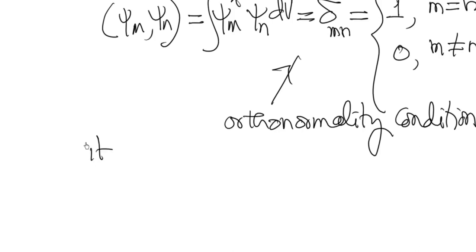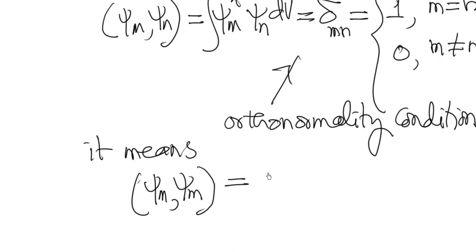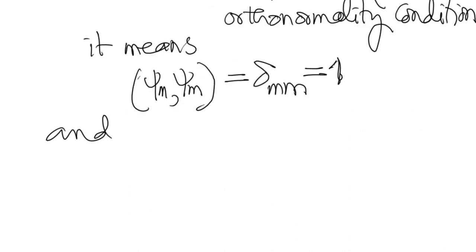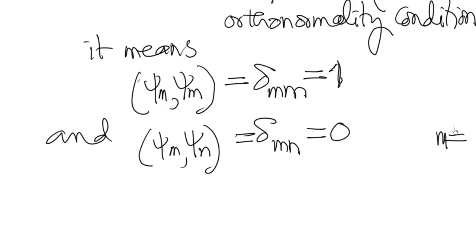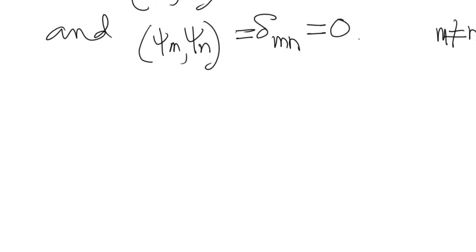It means if we take the inner product of psi m with psi m, then it is delta mn, and this is delta mm, and this is equal to 1. And if m is not equal to n, then this is equal to 0. Now we are ready to state and prove our theorem 3.